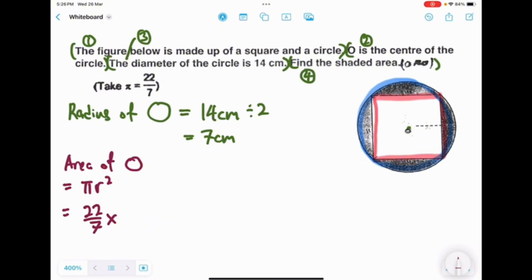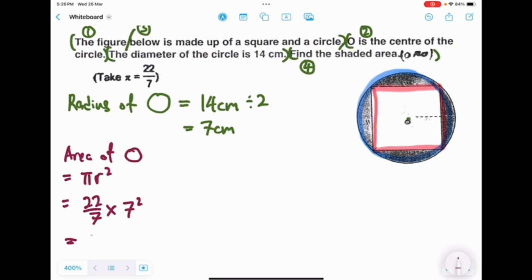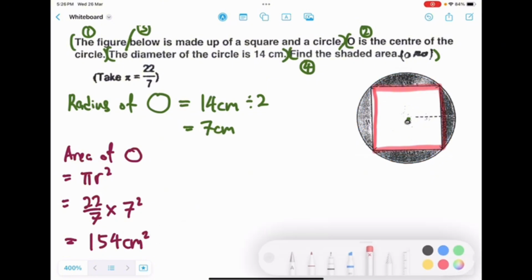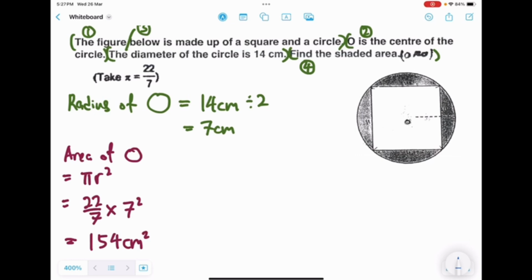When we multiply it to our radius of 7 squared, keying this into my calculator, I will simply get 154 cm². Now that we are done with our circle, we can focus on the square. Now, how do we find the area of a square? Typically, the area of a square is just length times length, right? And that will simply give you the area.